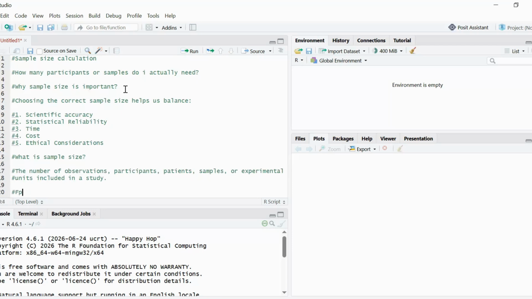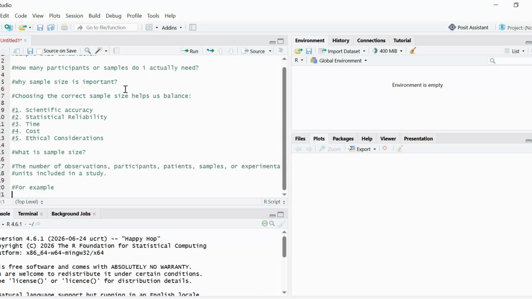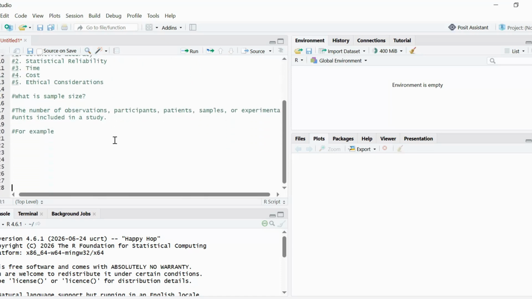For example, 150 patients in a clinical trial, 300 survey responses, 80 blood samples, and 50 lab experiments. These numbers represent the study sample size.